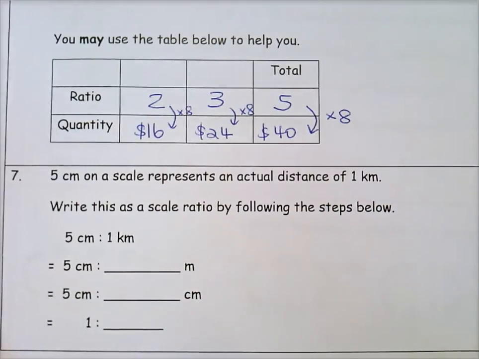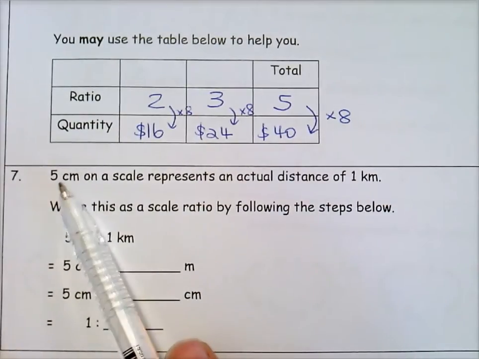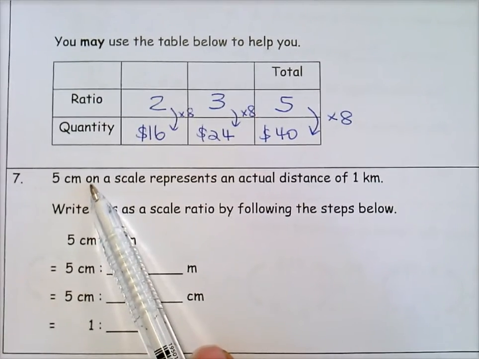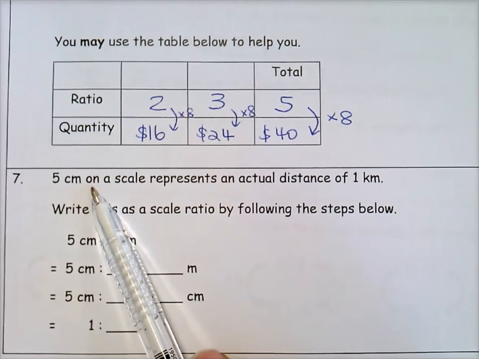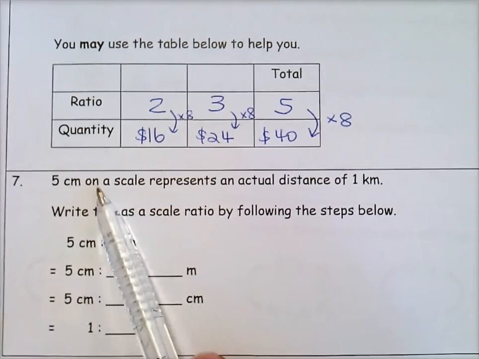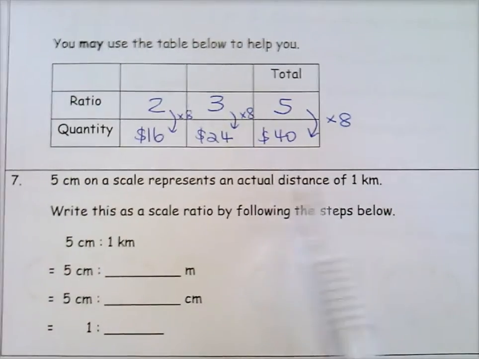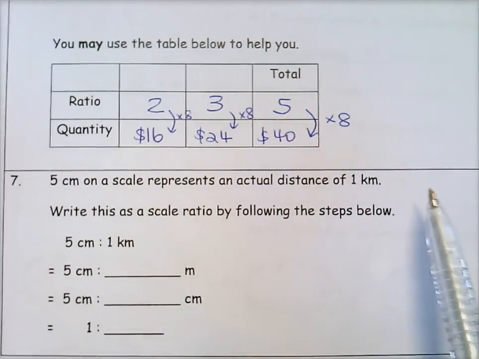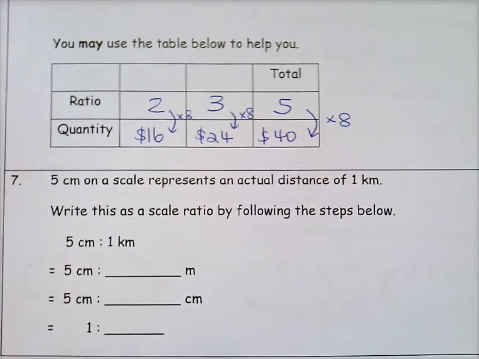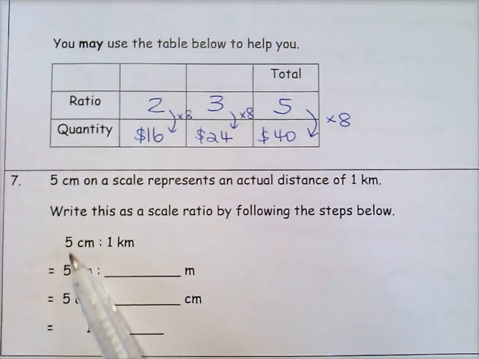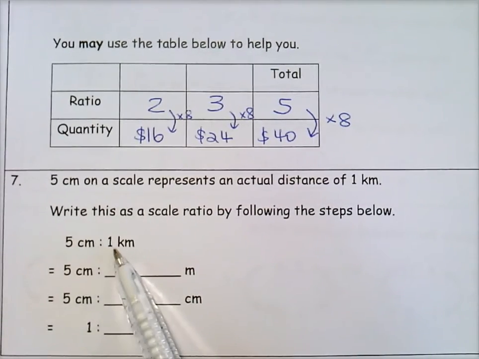We did do this last lesson, but we'll just go over it again. 5 centimetres on a scale. We spoke about this last lesson. You might look at Google Maps. 5 centimetres would be about right, what you might see on the map. So 5 centimetres on your Google map is a real distance of 1 kilometre. So we're trying to work out how many times bigger the real street or distance is compared to what's on your map. So 5 centimetres is to 1 kilometre.